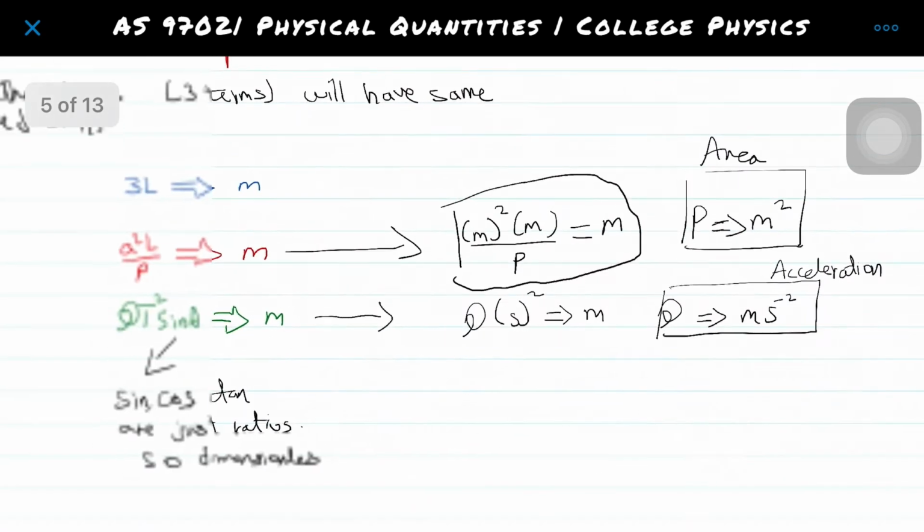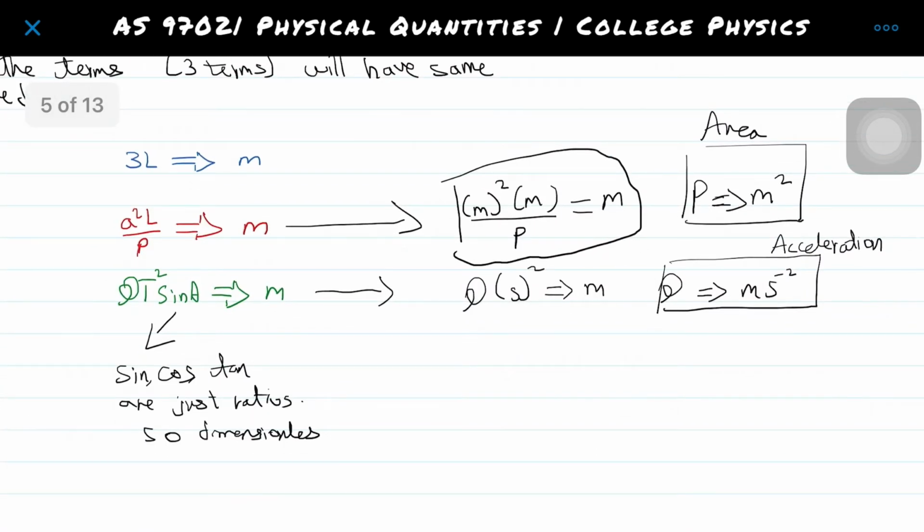Moving on to the third term of the equation, which was qt square sine theta is equal to m.